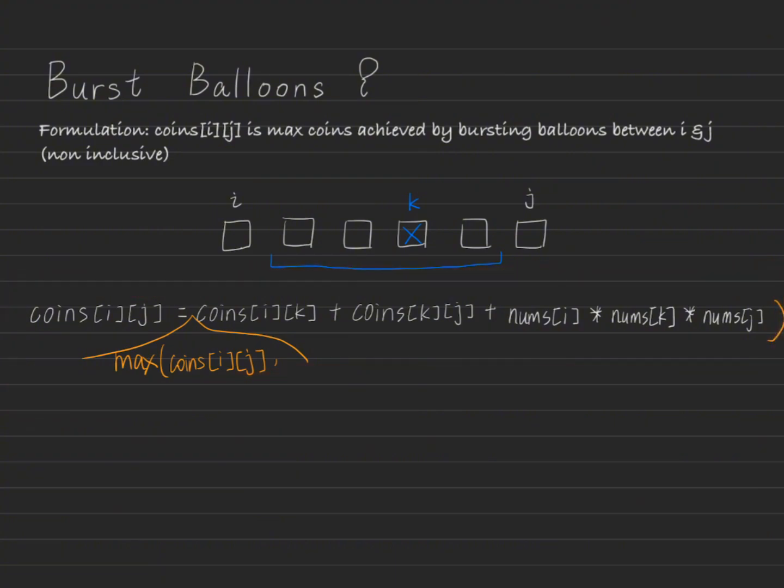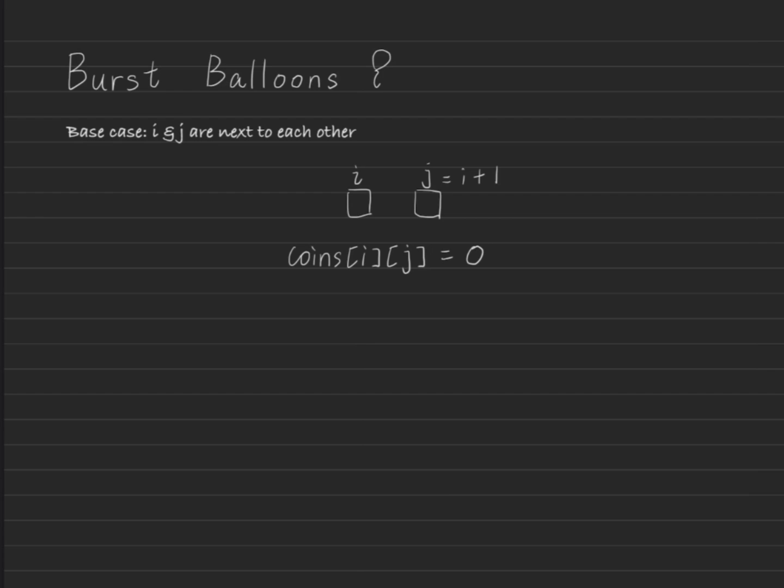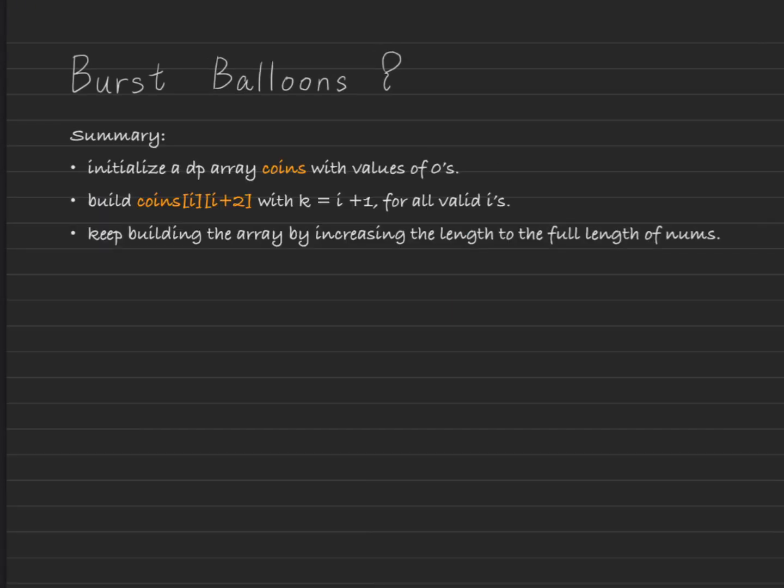Now let's look at the base case. The base case is when i and j are next to each other. In other words, j equals i plus 1. Since there's nothing in between, and our presumption is that i and j are non-inclusive, we get 0 points in this case. To summarize, here's what we're going to do.